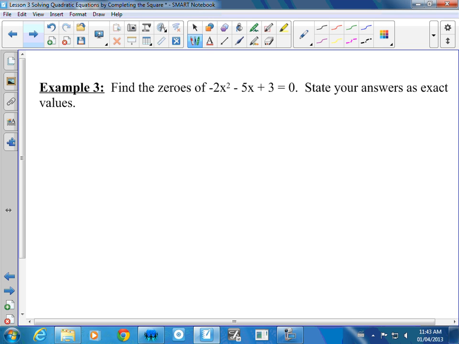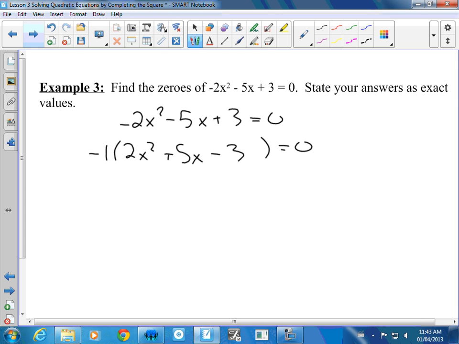Okay, so now let's just try this. Negative 2x squared minus 5x plus 3 equals 0. What's the problem here? Yeah, you actually do have to GCF it, but what are you taking out? A negative. You're taking out negative 1, right? Okay, so take out your negative 1. I just want to see if this is even going to work. So 2x squared plus 5x minus 3. Okay, so let's try this one.